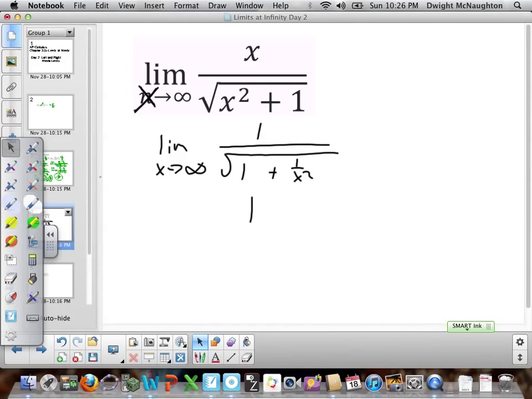If we were to approach negative infinity, when we divided by the square root of x squared on the bottom, we'd have to balance off the squaring and approach negative 1.